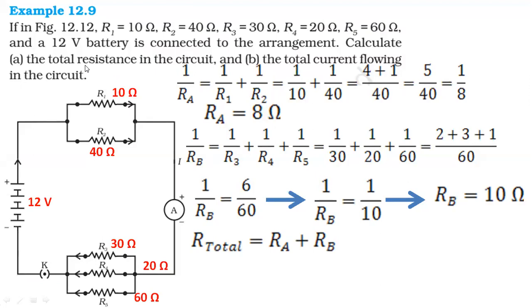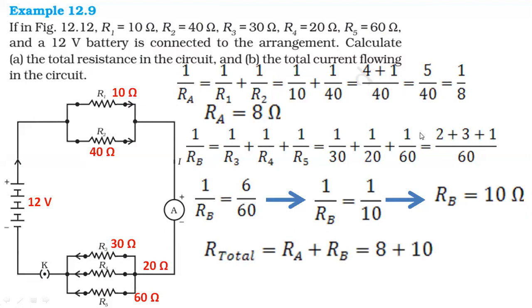You can see here that they are in series connection. In this particular circuit, R1 and R2 are connected to R3, R4, and R5, and they don't have common points. So hence the R1 and R2 combination, that is RA, is in series with R3, R4, and R5. So we have to add them directly. That addition would be 8 plus 10, which gives us 18 ohm.